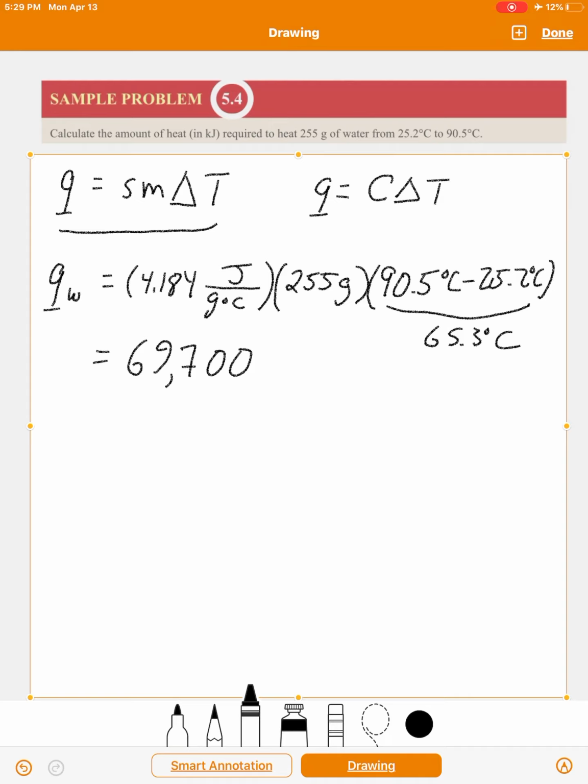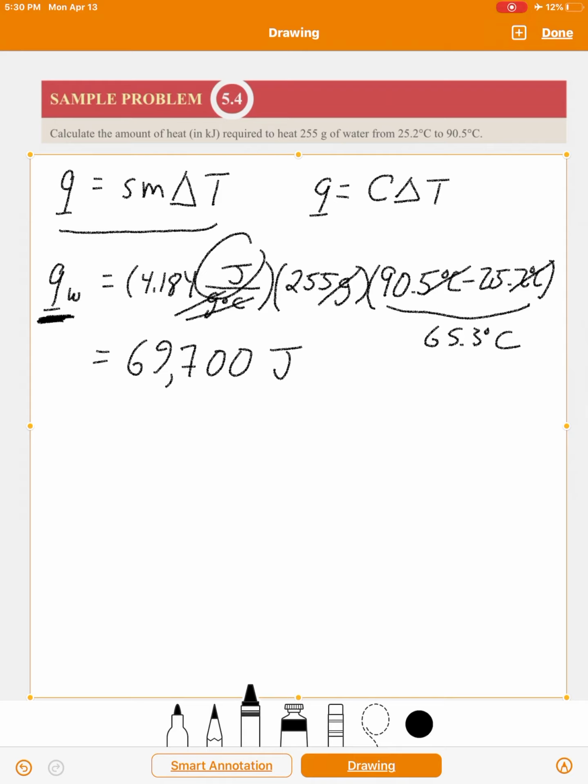And then what are the units going to be? What do you expect the units of heat to be? Heat should be joules or kilojoules, right? So let's see if that's true. Grams divided by grams, degrees C divided by degrees C. So you get joules. So there's our answer.